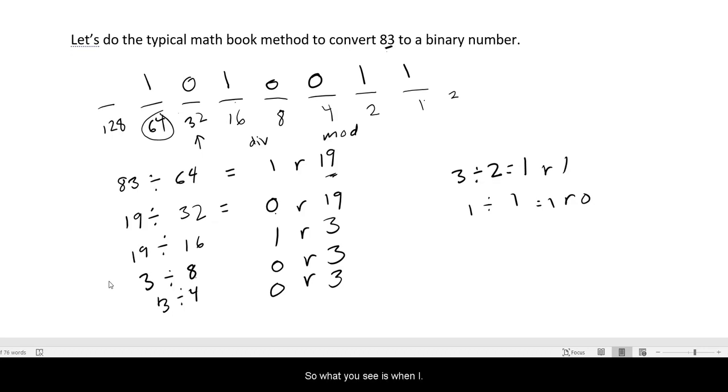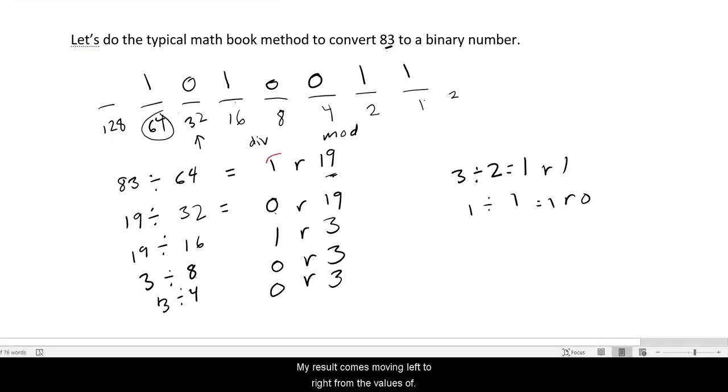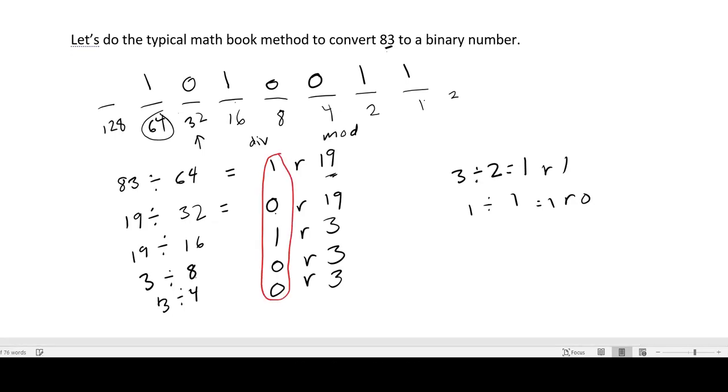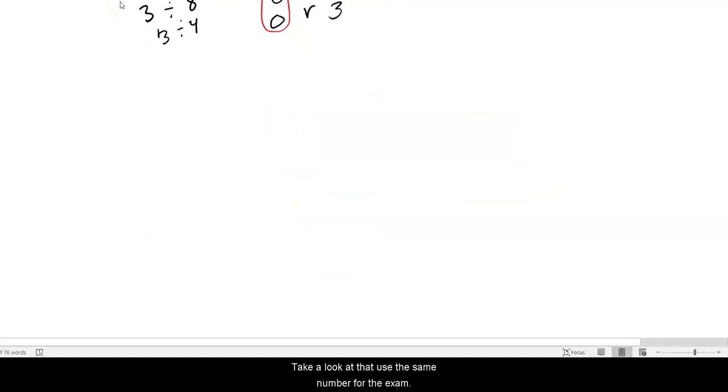So I'm at 0. I have nothing left to convert. What you see is when I do it in this method, my result comes moving left to right from the values of the quotient. If I read these left to right: 1, 0, 1, 0, 0, 1, 1. I went from left to right. Now the algorithm of your book does this a little bit differently. Let's take a look at that.